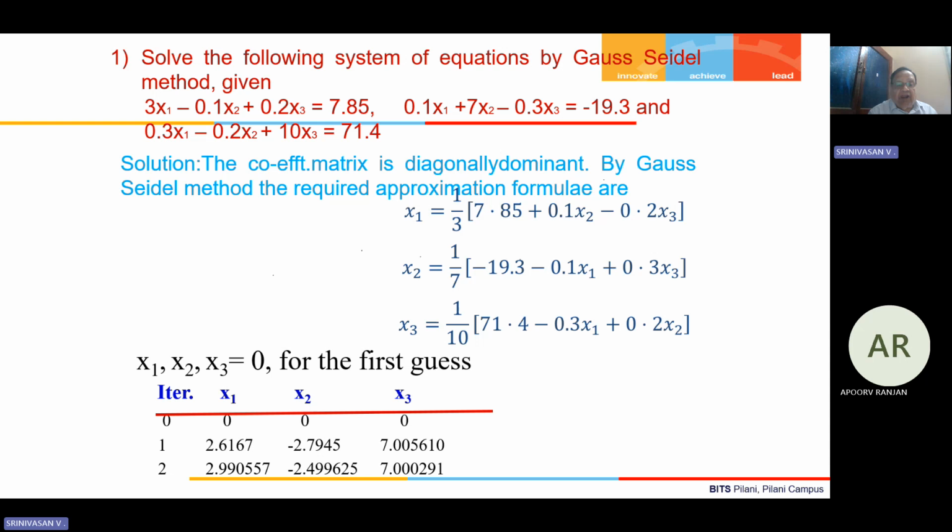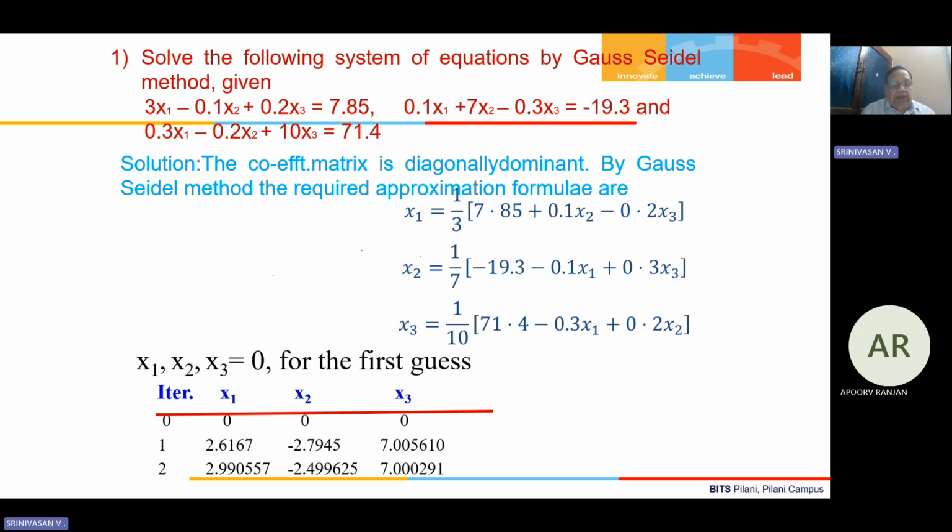How about the third one? 0.3 into x1, that is 0.9. 0.2 into x2, that is 0.5. And next is 10x3, 70. Yeah, that is also correct. Look at 71.4. Second equation, third equation, they are satisfied.